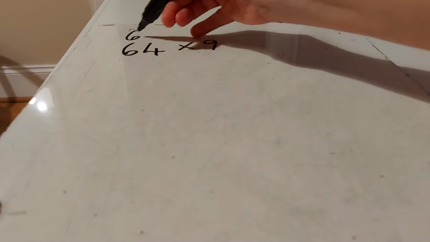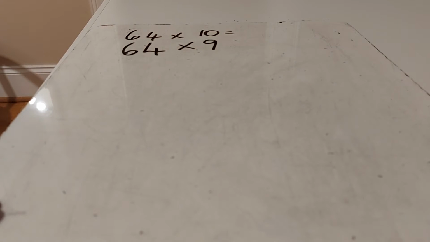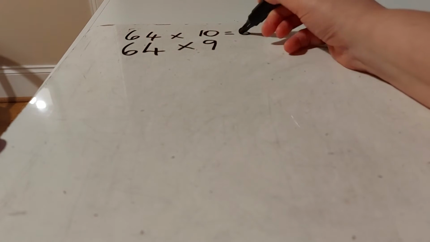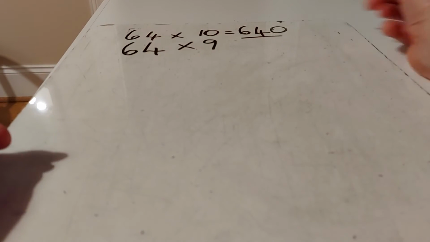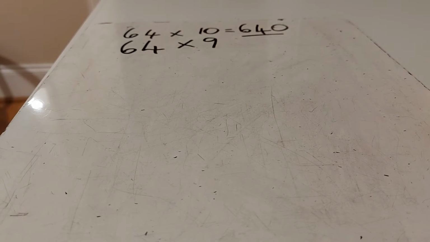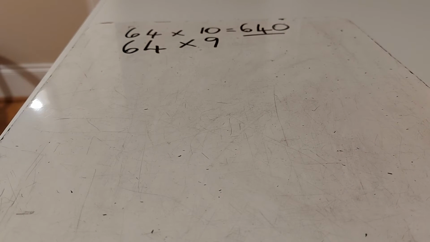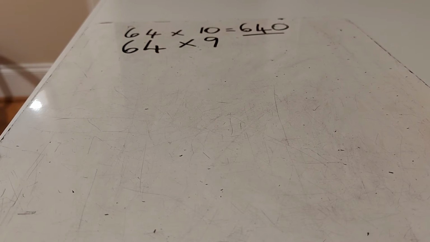calculation in your head, you might want to do 64 times 10. Now 64 times 10, you just need to make 64 10 times bigger. It's 640. So we know we're looking for an answer that is not going to be that because we're multiplying by 9, but it's going to be round about in that area, okay? So 64 times 9, okay? Now, it's a 2-digit number by a 1-digit number.